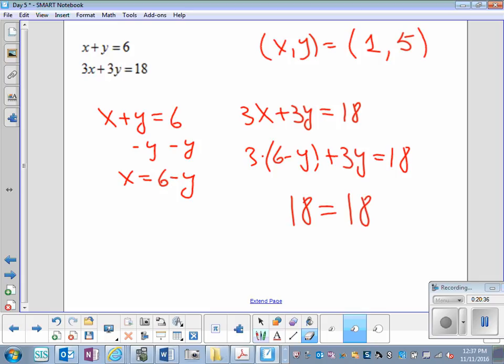Graphically, what would this mean if I put these two lines into my calculator? How many lines will I see? Just one line, right? And it's very easy to see for this particular one. If I multiply this whole equation by 3, multiplying the left side by 3 and the right side by 3, I will have exactly the second equation, 3x plus 3y equals 18. They're exactly the same lines. Overlapping lines means an infinite number of solutions. Good? Okay.